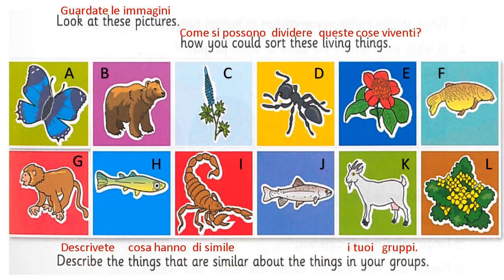Here are your 12 pictures. Decide how to sort them. Draw your diagrams and label them. Then put the letters in the correct groups. Finally, find similar things between the different groups.